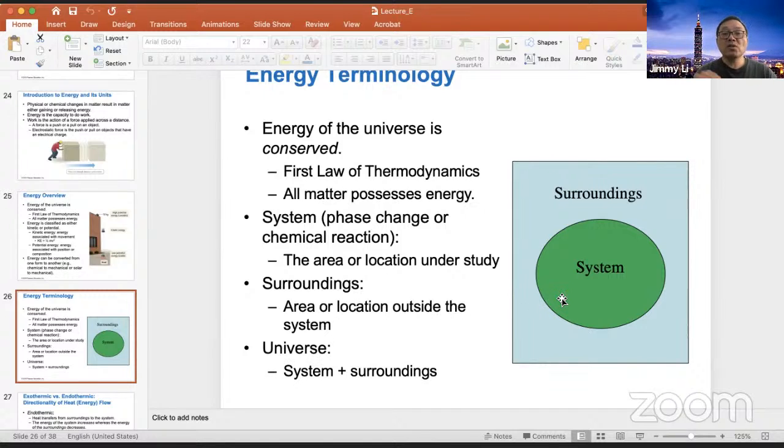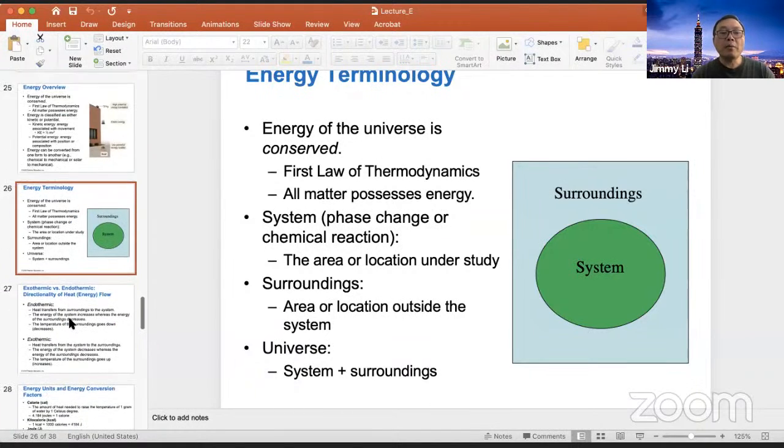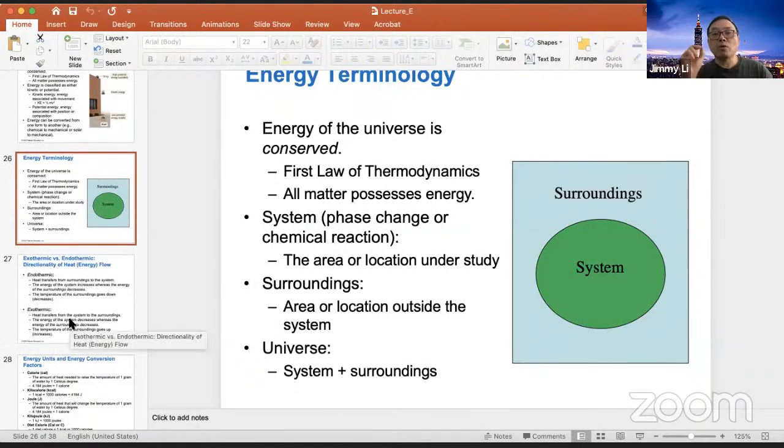The system is where the reaction takes place. Energy flows in and out of a system to the surrounding, or from the surrounding to the system. One thing to remember for chapter 9 or a future chapter on thermodynamics: anytime something goes into the system, we use a positive sign. Anything leaving the system to the surrounding, we use a negative sign. Make sure you get your sign right.